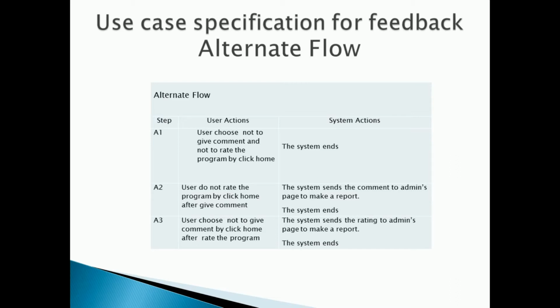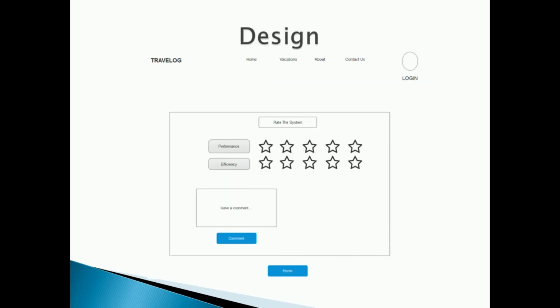And this is my alternate flow. A1, the user chooses not to give a comment and not to rate by clicking home, and the system will end. The second one is A2, the user does not rate the program and clicks home after giving a comment. The system will send the comment to the admin page to make a report, and the system will end. The third one is the user chooses not to give a comment by clicking home after rating the program. The system sends the rating to the admin page to make a report. The system will end. And this is my design.